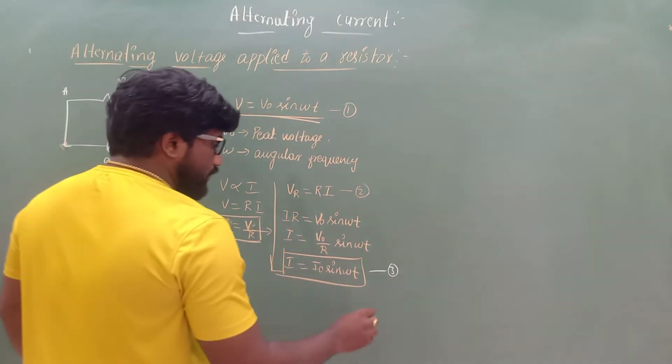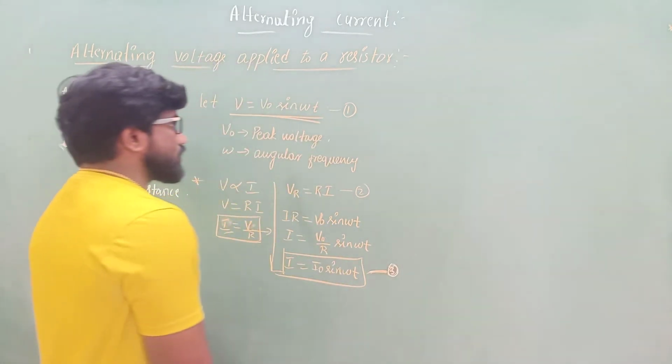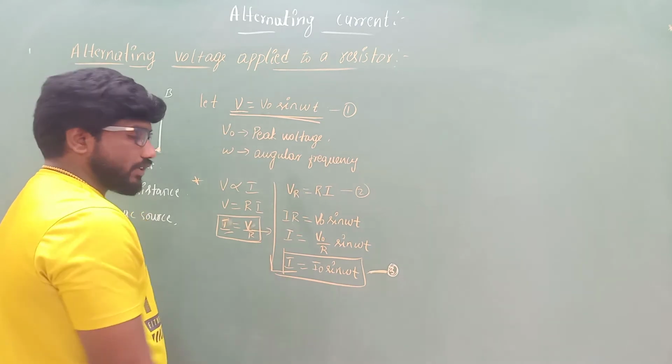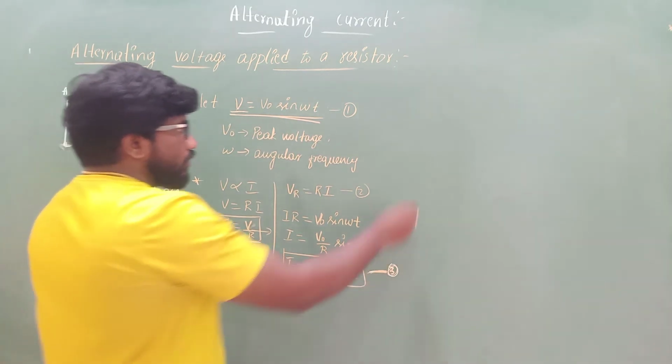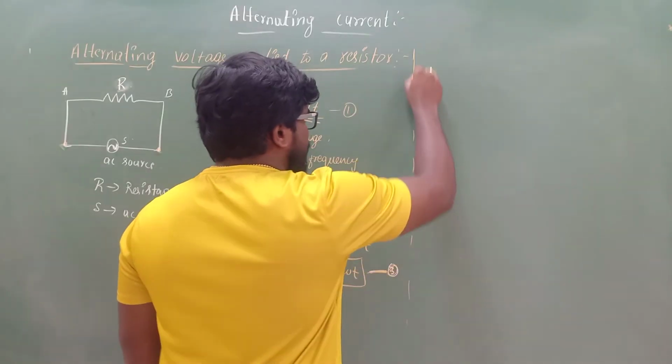So take this as equation number 3. Now we just compare equation 1 and 3. Here we got voltage, as well as here current. So if I plot the graph for voltage and current.